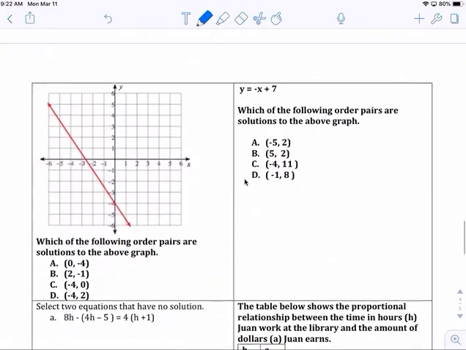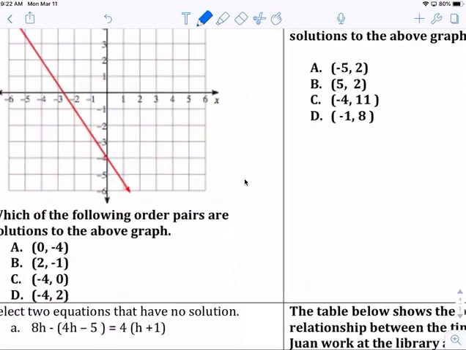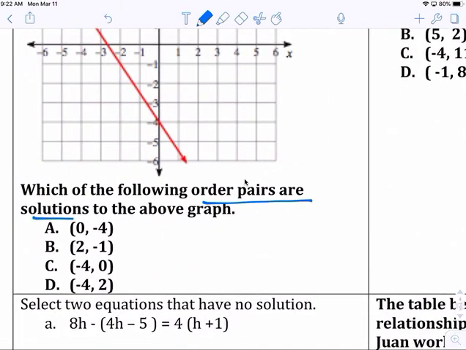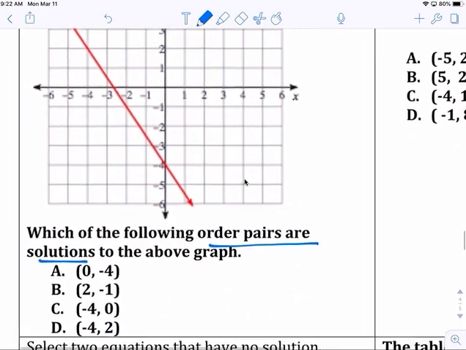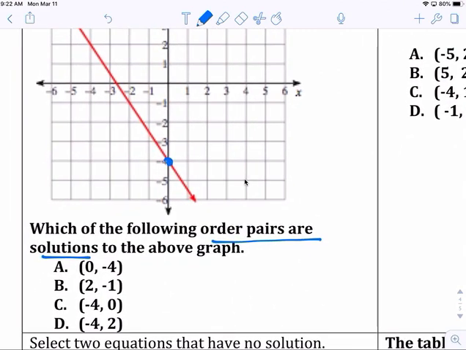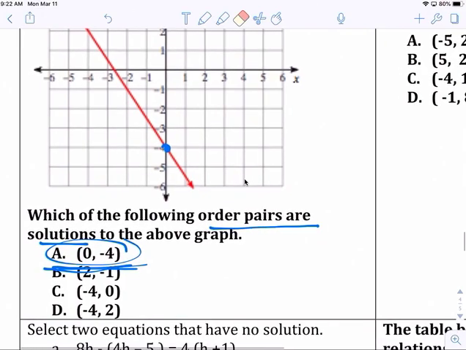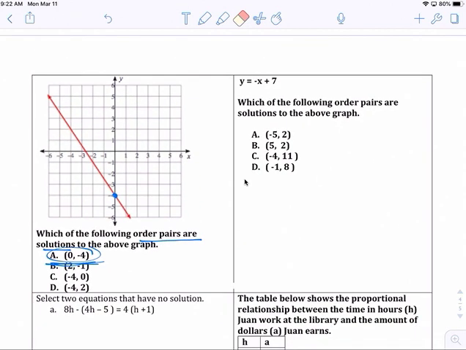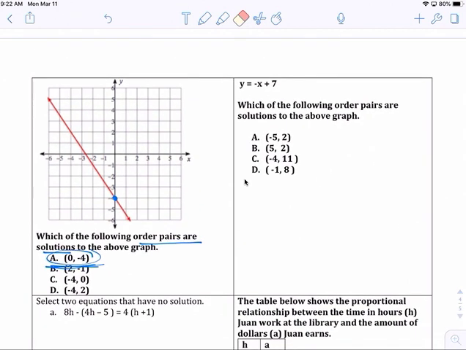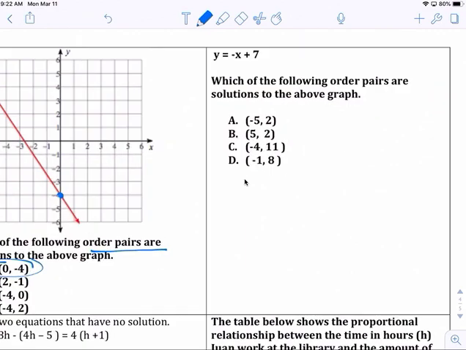Got to remember that. Okay, which of the following ordered pairs are solutions to the graph? Well, let's see which one's on the dot. 0, negative 4. Yep, A is. 2, negative 1. Nope, not a solution. So you go through that. There's more than one answer. Negative 4, 0. Negative 4, 2. That's an answer. There's more than one answer here. So if I only see one answer, I'm giving you half credit. There's more than one. Same as here.